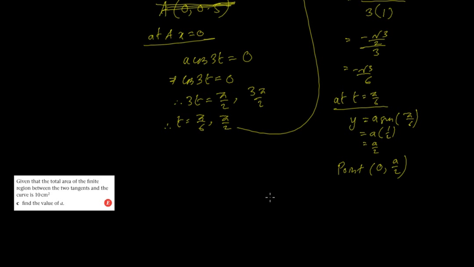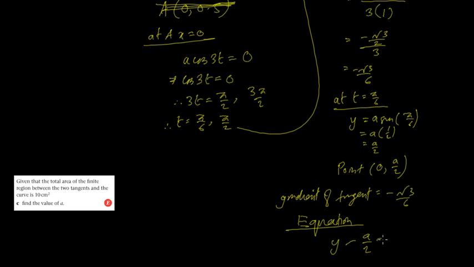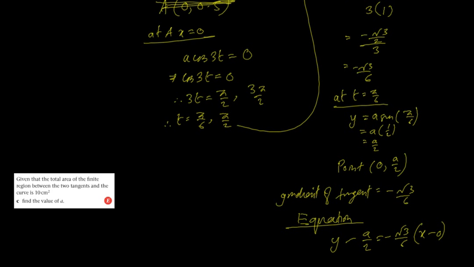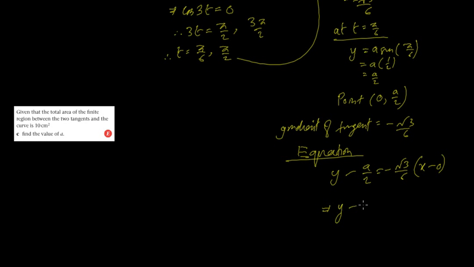So let's write the gradient of the tangent, which equals minus root 3 by 6. Now we have to write the equation. y minus y1, which is a by 2, equals m, which is minus root 3 by 6, times x minus x1. So that would be y minus a by 2 equals minus root 3 by 6 into x, because x minus 0 is x. Therefore y equals minus root 3 by 6 x plus a by 2.